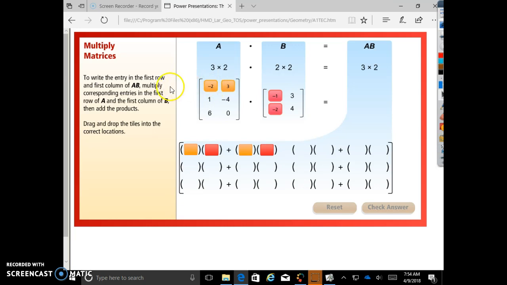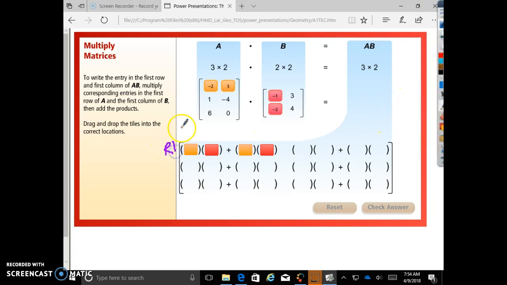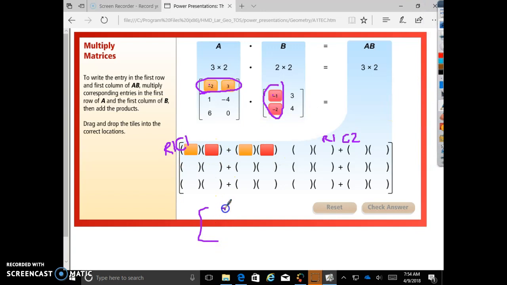So how do I multiply these things? Well, I do row 1, column 1. So this first one is located in row 1, column 1. Do you guys see how this is row 1, column 1? Like right here is row 1, column 2. So this right here is row 1, column 1. So 2 times negative 1 is what? 2 times negative 1 is negative 2. And 3 times negative 2 is negative 6. So negative 2 plus negative 6 is negative 8. So your answer right in this top corner should be an 8.